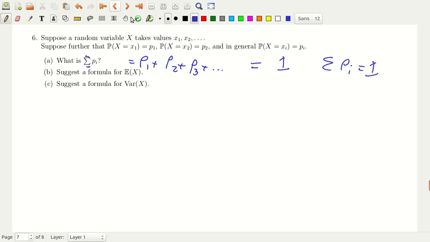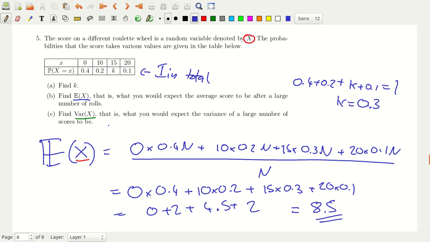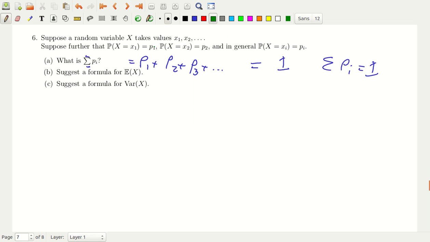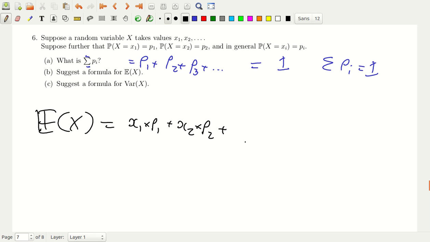A formula for E of X. Let's go back and see how we found the expected value before. What we did was we took each pi value, and we multiplied it by its corresponding xi, and we added them together. So that is going to be our formula. E of X equals, I'll write it slowly, x1 times p1 plus x2 times p2 and so on, and then I'll write it using sigma notation, sigma xi pi, summed over all possible values of i. So that's the formula you need to know.